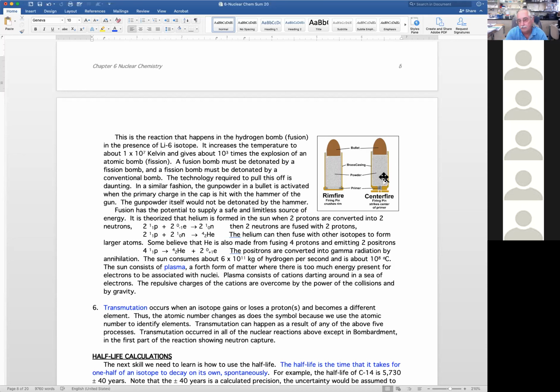How do you make a fusion bomb go off? The primer for the fusion bomb is a fission bomb. But the primer for a fission bomb is a conventional bomb. And obviously, all of these things have to cause an implosion. So you can imagine that the technology to do this is fantastically complex.